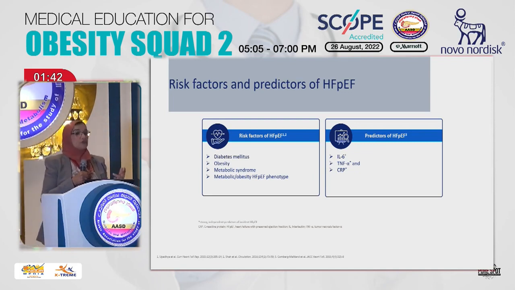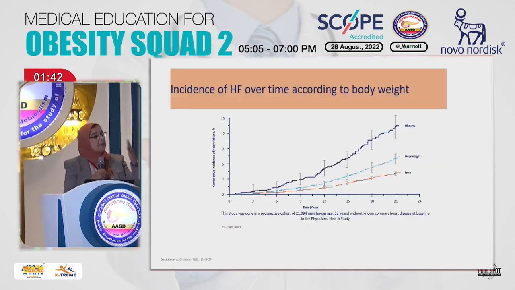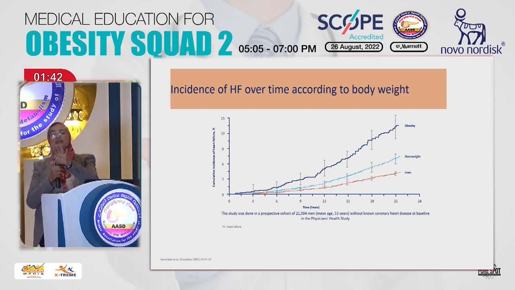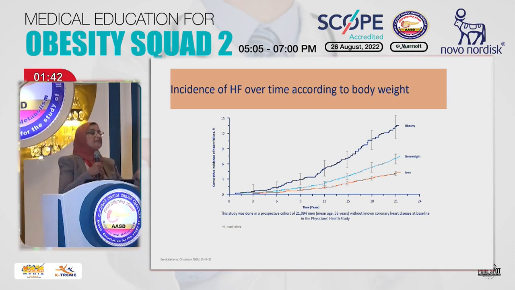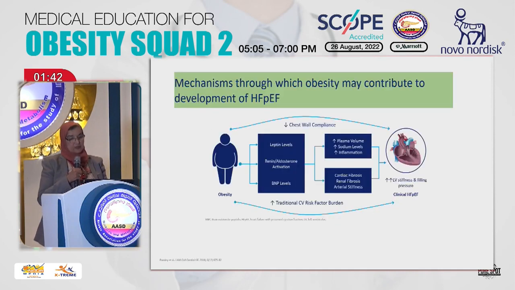Among the risk factors predicting preserved ejection fraction patients is one of them, very important: diabetes, of course, and obesity as well plays an important role. Definitely, again, hypertension and dyslipidemia. Heart failure really is the mainstay of all heart disease, and with the obese, we all know that the incidence increases over time with the body mass index. It may also contribute to the development of preserved heart failure.